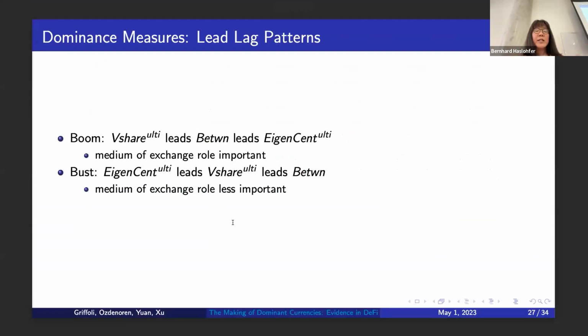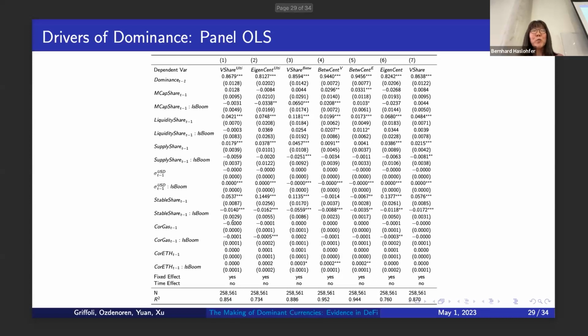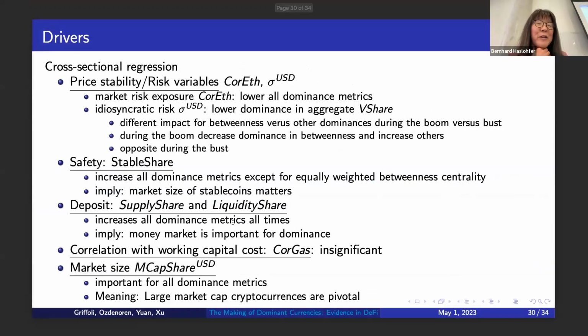We also did the analysis to see which role is important during the boom and during the bust by conducting lead-lag analysis. Basic conclusion is the medium of exchange role is very important during the boom, during the bust less important. We also look at what the drivers are for dominant currency. There are a lot of numbers here. I won't go over them, so I'm just going to summarize for you.